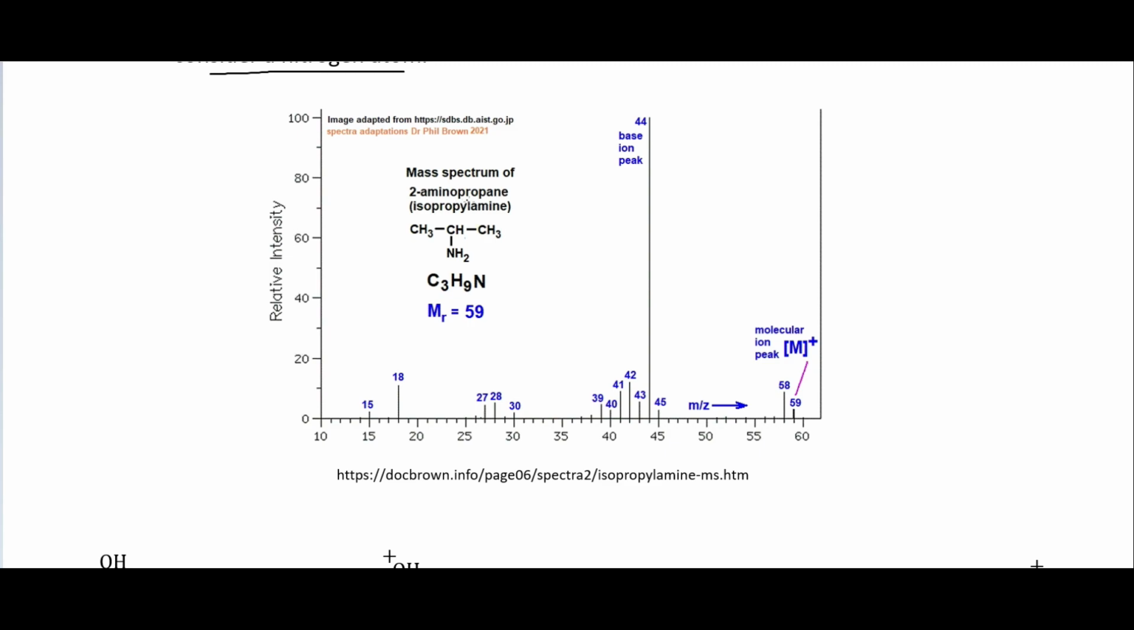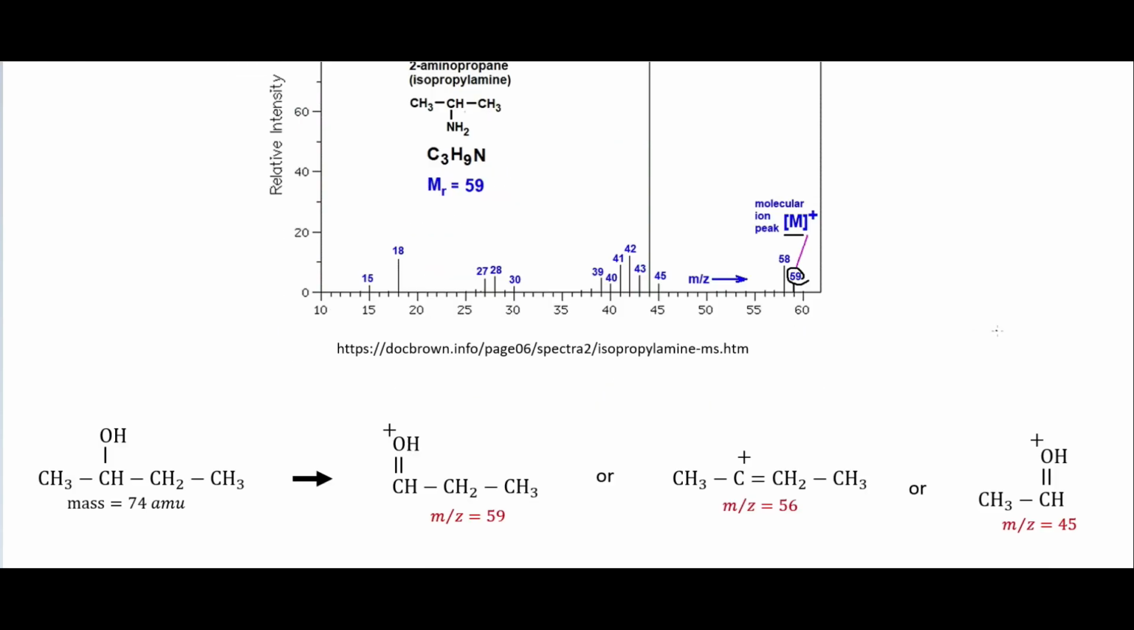And so if we have this 2-amino propane here, what we see is we have an M plus right here that is odd, and then all of our major peaks here, so like our base ion peak, are going to be even, and that tells us that we probably have a nitrogen present in this.